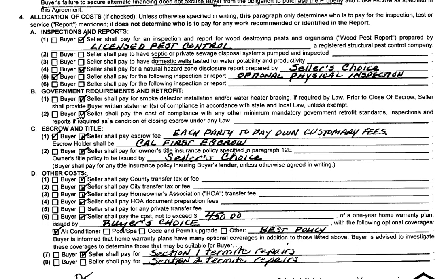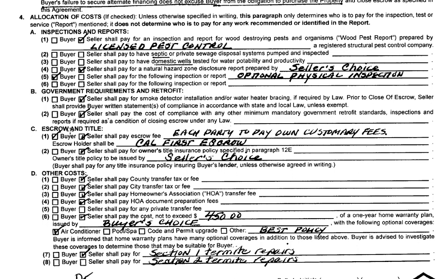Paragraph 2, seller shall pay the cost of compliance with any minimum mandatory government retrofit standards. In the city of LA, if a seller sells his house, he has to put low flush toilets in that house before he sells it. That's an example of a retrofit item.